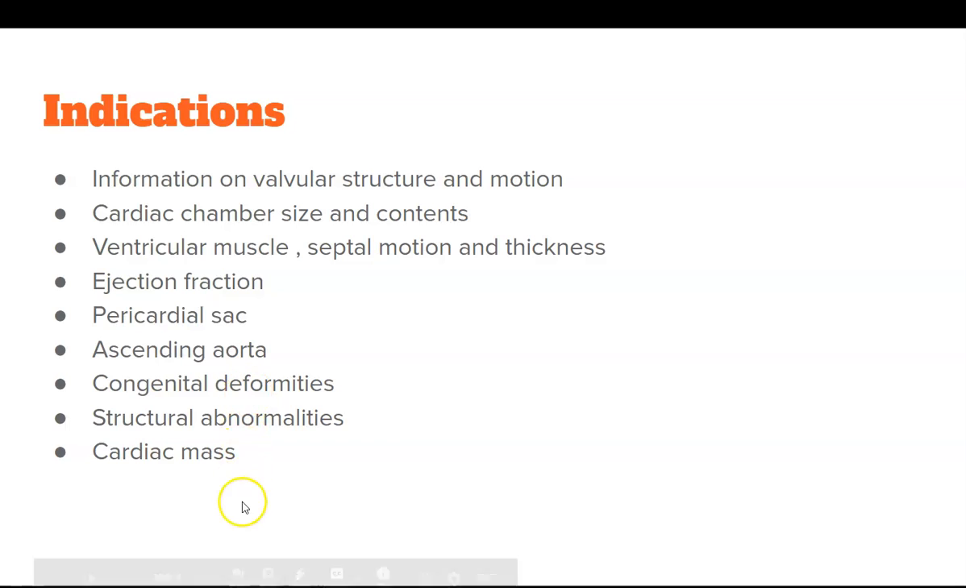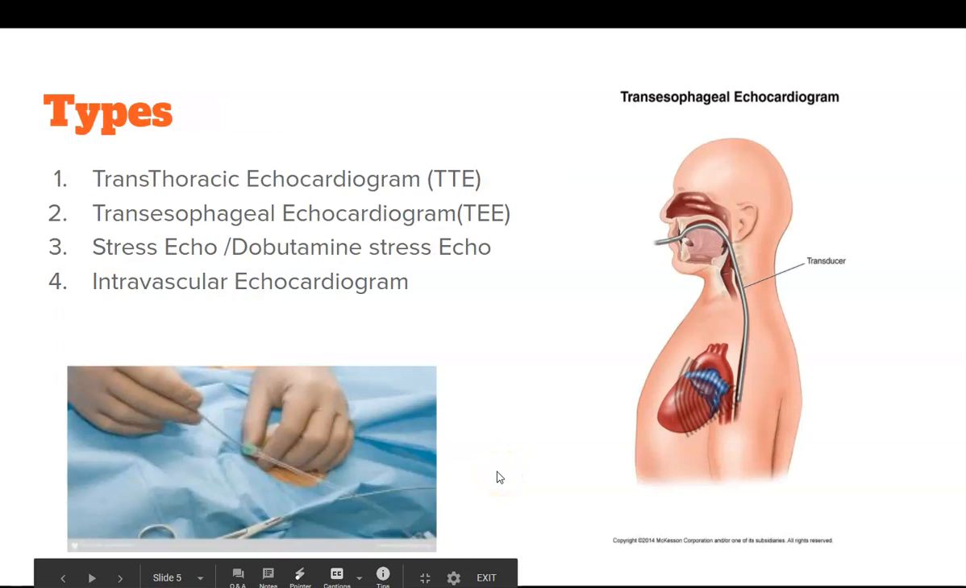So the indications are very important, so you can use it in different places. Mostly we use it in identifying valvular structure abnormalities, cardiac chamber size and contents, ventricular muscles and septal motions, ejection fraction in case of heart failure, the pericardial sac to know whether there is inflammation of the pericardium in case of pericarditis or pericardial effusion, ascending aorta, congenital deformities, structural abnormalities, and cardiac masses. Next, we'll move on to types of echocardiography.